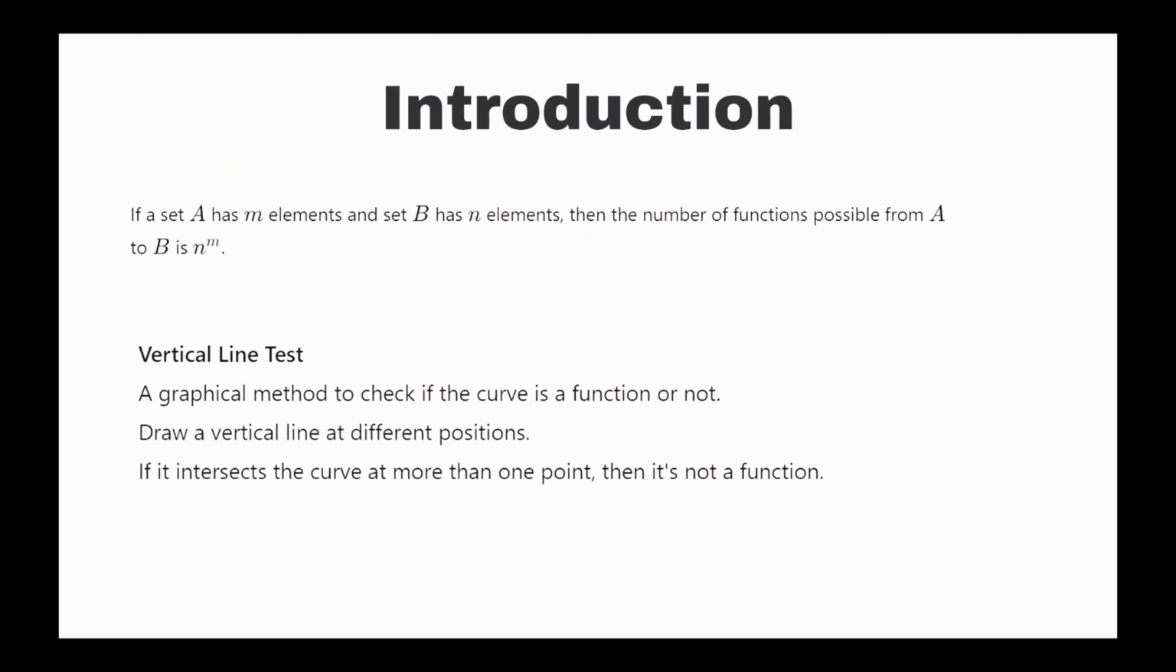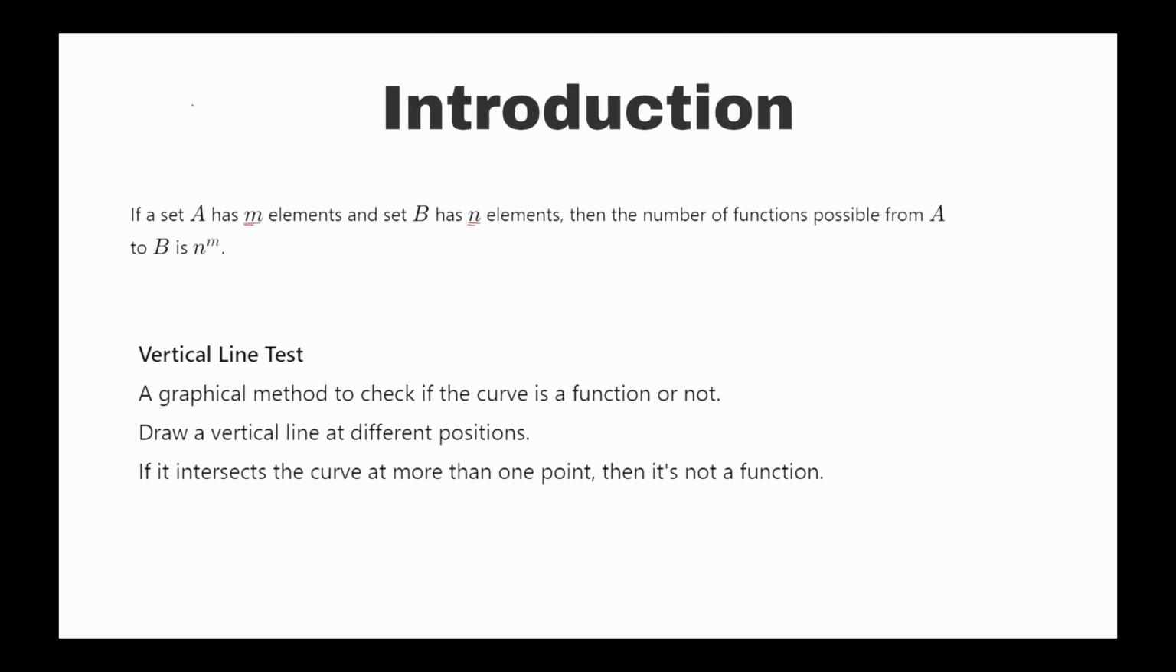Now, if I was to ask you the number of functions that can be found from my set A to set B, let's say my set A has m elements and my set B has n elements. So my total number of functions possible from A to B would be n to the power m.